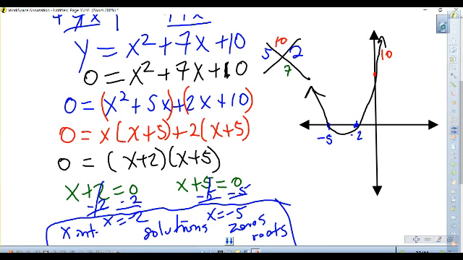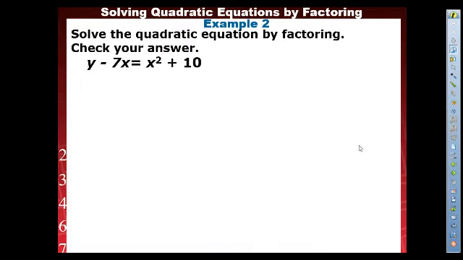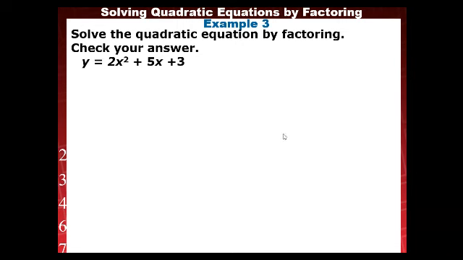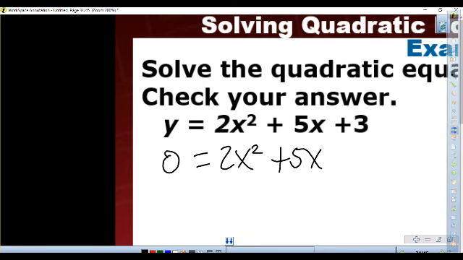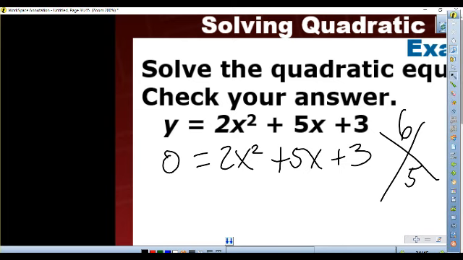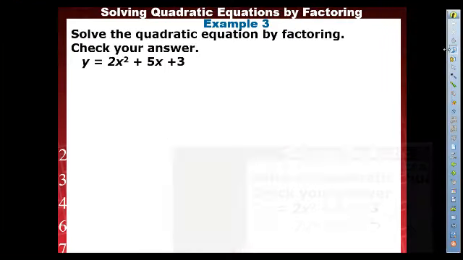Okay, now look up. Let me show you some other presentations the way they're going to present it. Look at this one. Tell your neighbor what goes on top and what goes on the bottom. 6 and 5, and you know what to do from there, yes? Look at this next one, though.